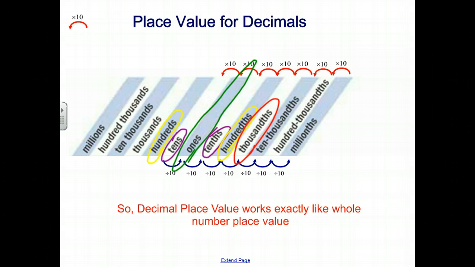10 hundredths make a tenth. 10 tenths make a 1. And so if we break that down even further, not only do 10 tenths make a 1, 100 hundredths, 1,000 thousandths, 10,000 ten thousandths make 1.